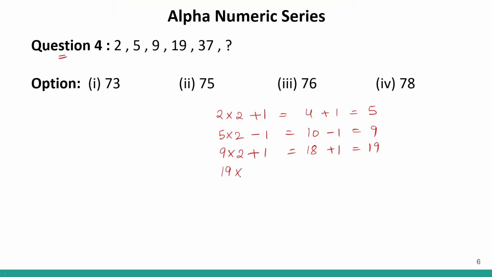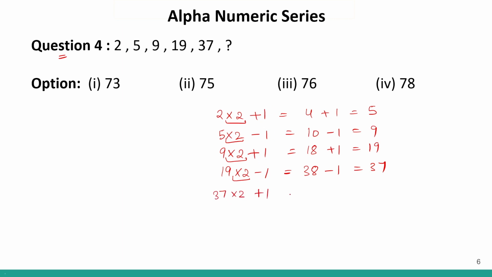Similarly, if I multiply 19 into 2 and I subtract 1, I'll get 38 minus 1, that is 37. So now I can see the pattern. Basically, we are multiplying it by 2, correct? And we are alternating between addition and subtraction by 1. So the next will be addition.